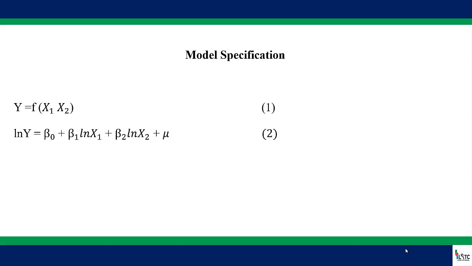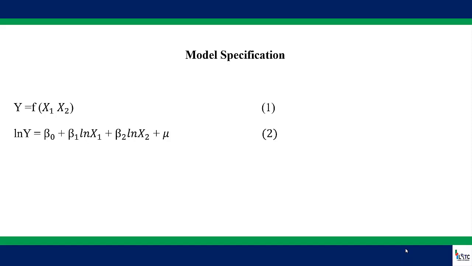After you must have developed your objectives, research question, as well as your hypothesis statement, the next most important thing is model specification. In your model specification, you are going to distinguish between the dependent and the independent variables. Here we have two models. The first one is the functional model, while the second one is the econometric model.